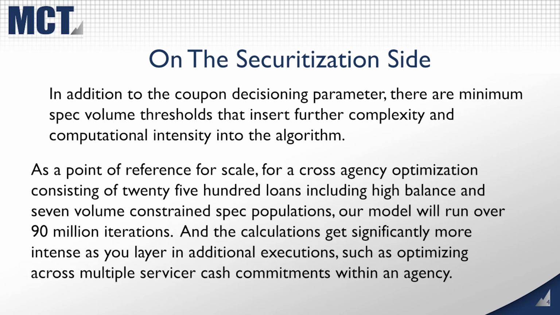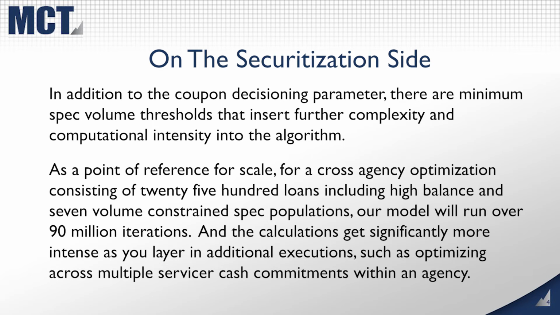As a point of reference for scale, for a cross-agency optimization consisting of 2,500 loans including high balance and 7 volume-constrained spec populations, our model will run over 90 million iterations, and calculations get significantly more intense as you layer in additional executions such as optimization across multiple cash commitments within the agency.